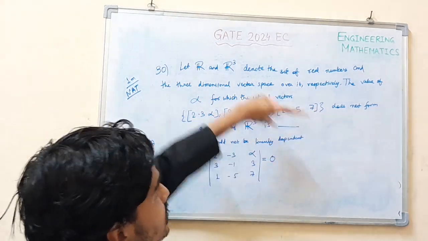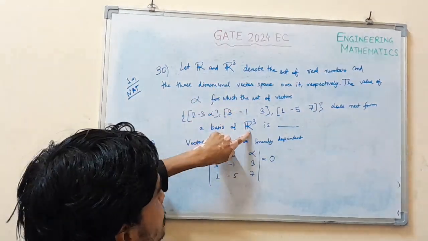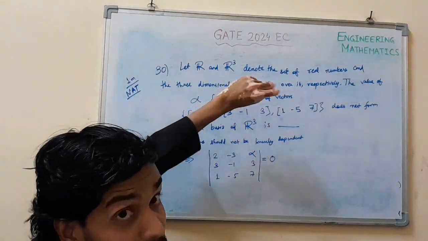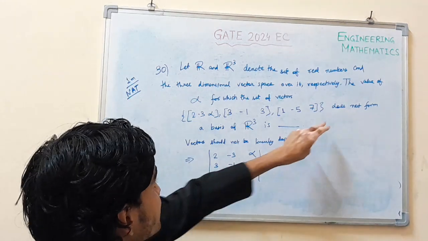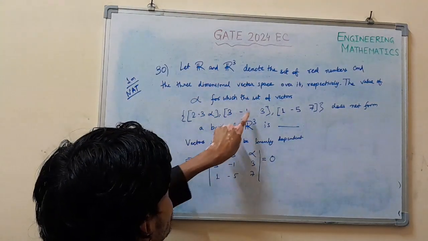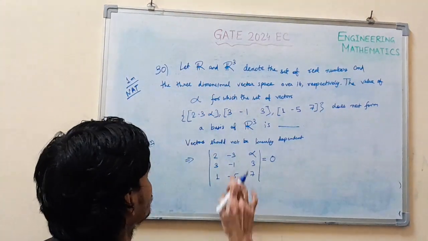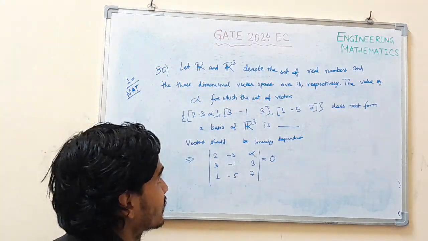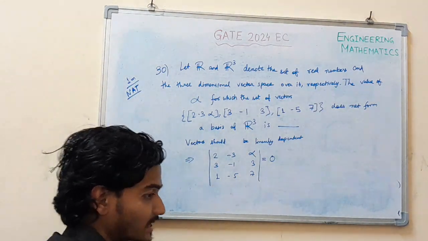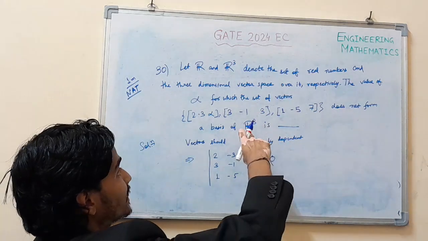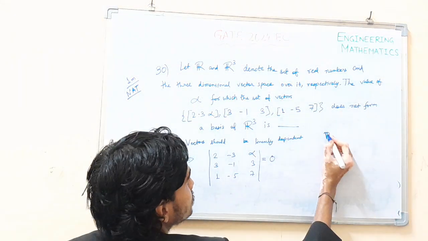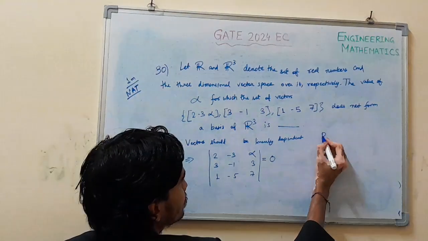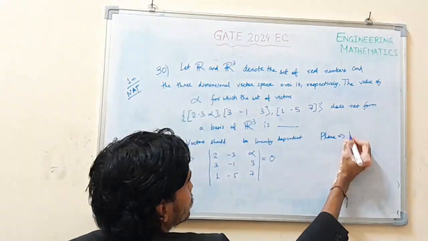The vectors represent the 3 dimensional vector space, that is, they form a basis of R^3, when they are not linearly dependent. But so that they do not form a basis of R^3, the set of vectors should be linearly dependent. They should be lying in a plane. Plane means R^2.